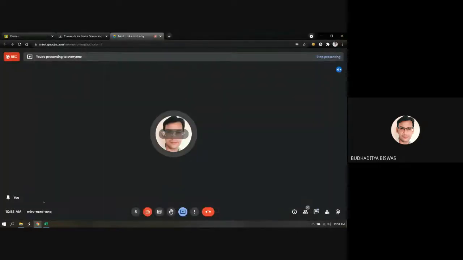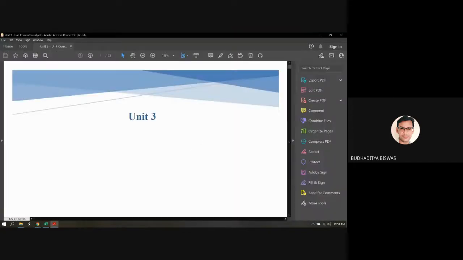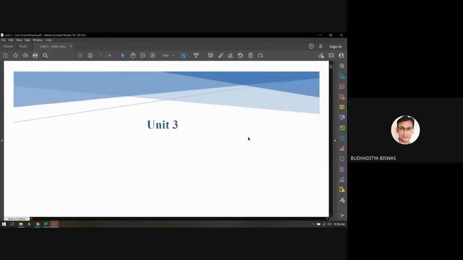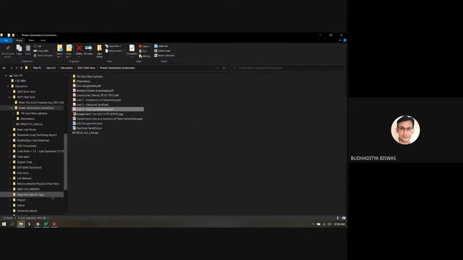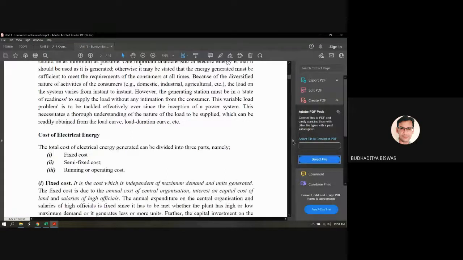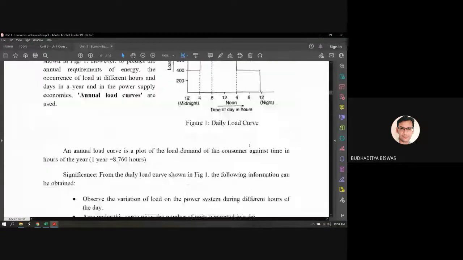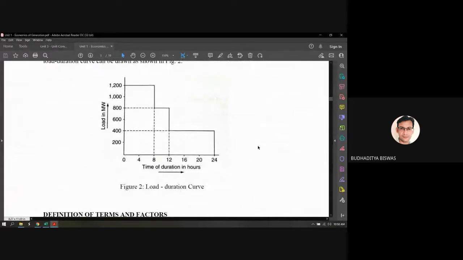Now, in the next class, I will start with the unit commitment. So today I just give you an introduction to what is called the unit commitment. Unit commitment means, okay, I can give you an example from here. So listen very carefully. You can easily understand why the unit commitment is required, why the study is required.